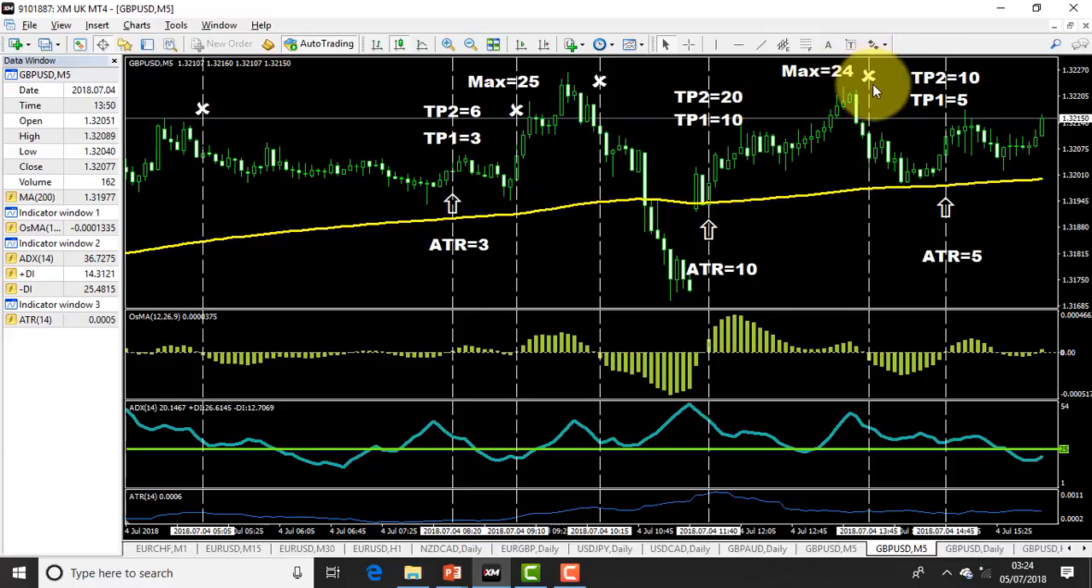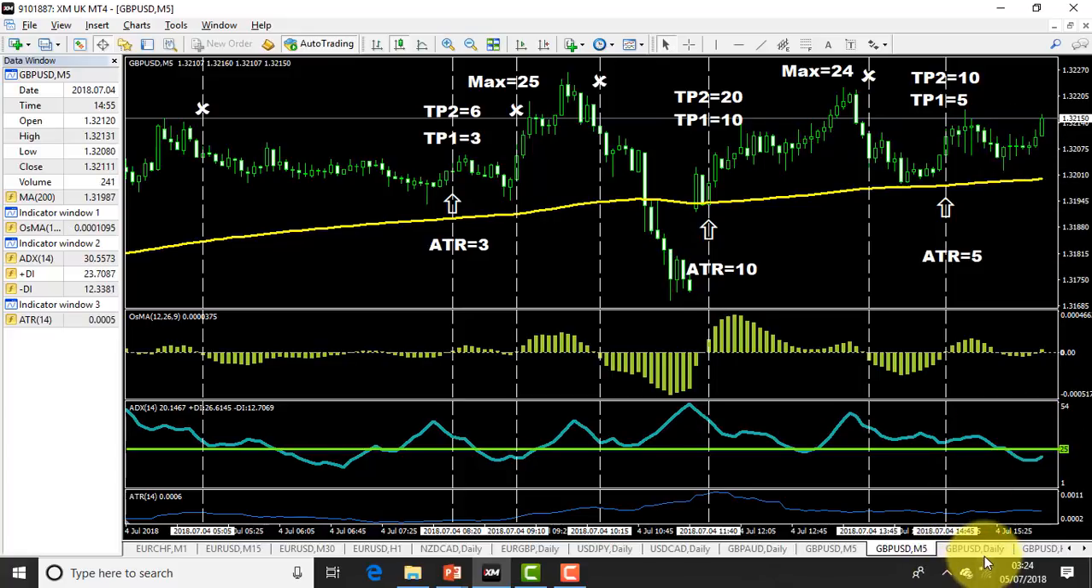Is there any trade here? No trade. Why? It's asking us to sell because it crossed down where prices are above the moving average. Is there a trade here? Yes, there's a trade here, and this is a trade that is still going on. This is a 5 minutes example.